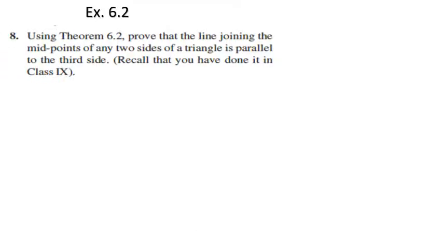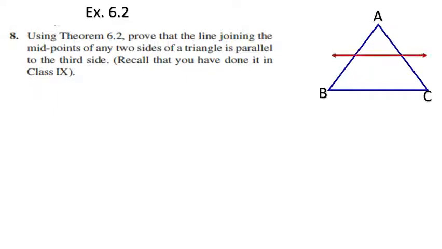Next question. Using theorem 6.2, prove that the line joining the midpoints of any two sides of a triangle is parallel to the third side. So, like the previous question, let us draw the triangle and what we have to prove, there is a line DE. It is given that the line joining the midpoints. So that means it is given that D and E are midpoints. D is the midpoint of AB, E is the midpoint of AC. That is given. We need to prove DE parallel BC.